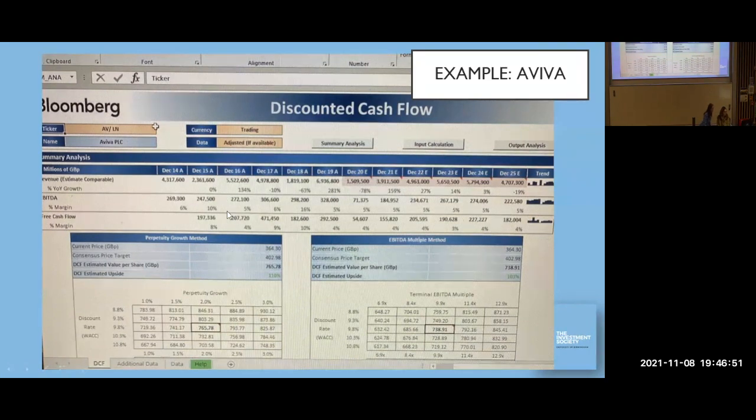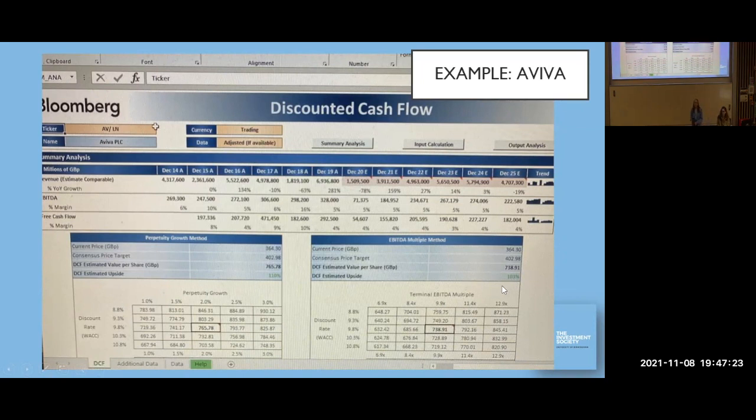So you've got here the current share price, or the share price at the time, and then you've got the consensus price target. So this is the price target by the analysts, what they predict it will go to. And then underneath here we have the DCF, estimated value per share. So here there are two different methods of calculating this. And in both cases, we have a potential upside of above 100%.